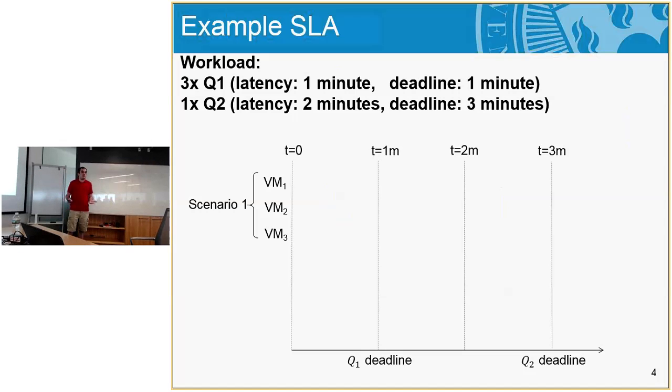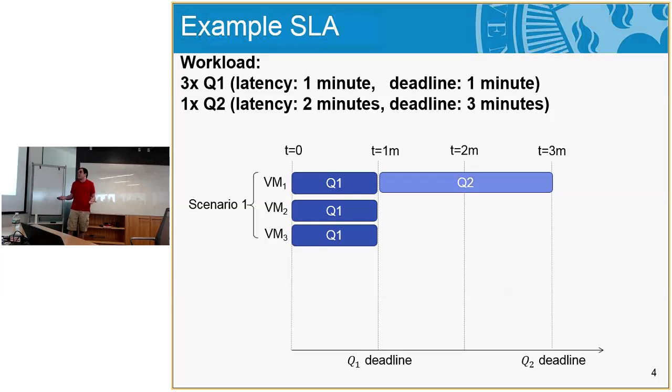So for example, here's one particular scenario. We could decide to provision 3 virtual machines and to schedule our queries on them like this. In other words, have 3 virtual machines, put 1 instance of Q1 on each of them first, and tack the instance of Q2 on at the end. This isn't bad. It meets our deadline, and it uses 3 VMs.